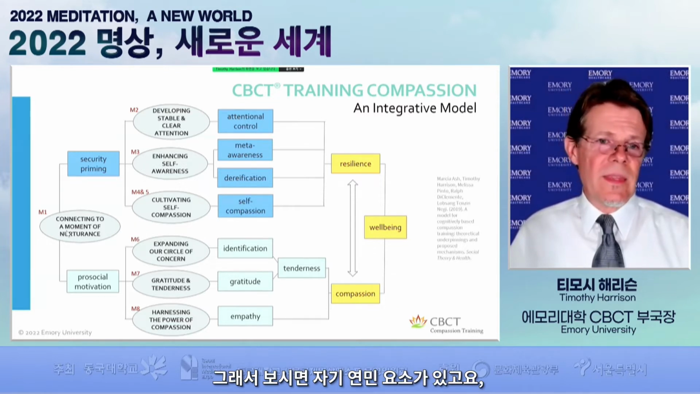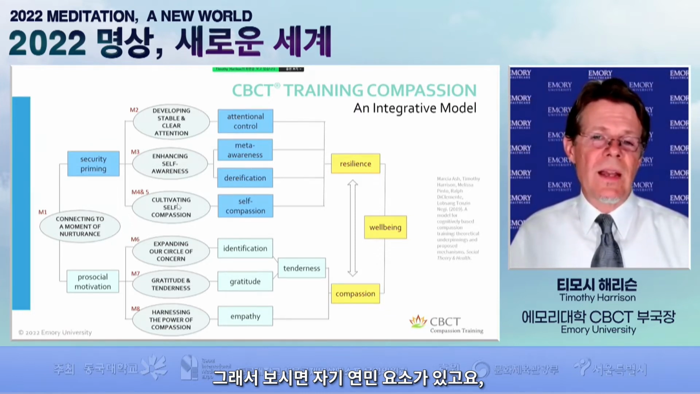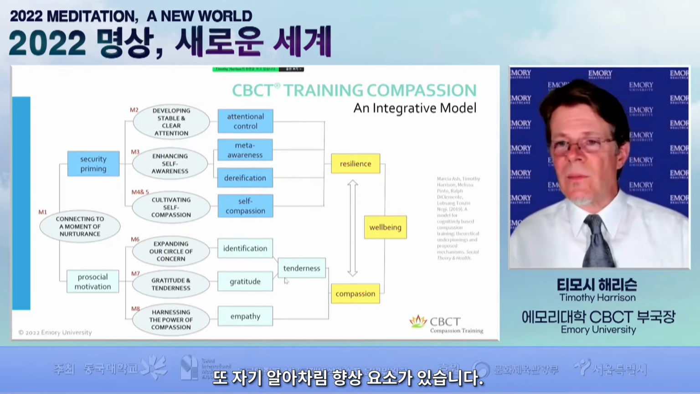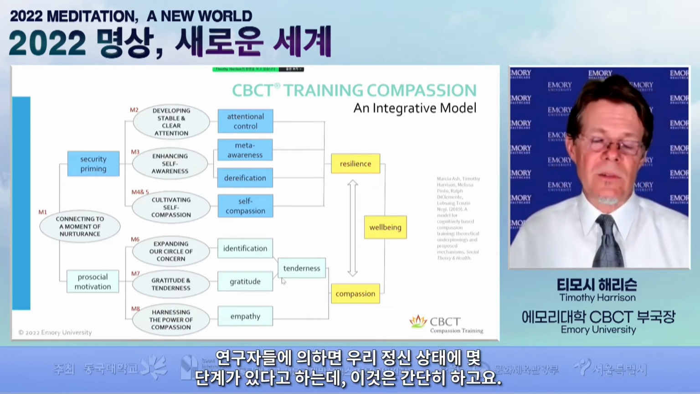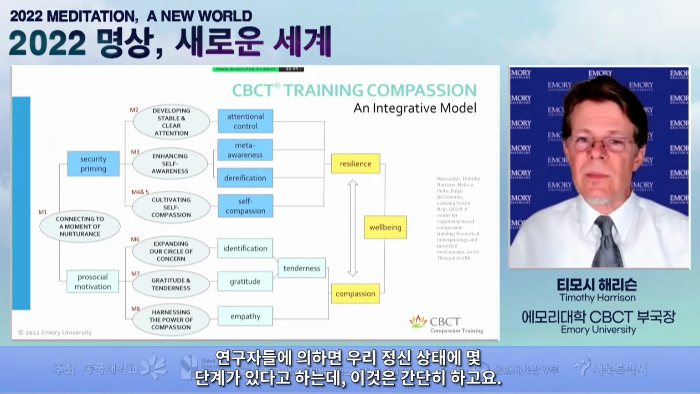If you go here, the gray ovals are the 8 modules of CBCT. There are 2 on self-compassion here, 4 and 5. And then these are the outcomes of each one. This is in a paper that we wrote to help researchers identify mental states they could study for CBCT.